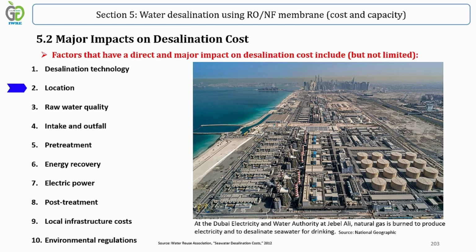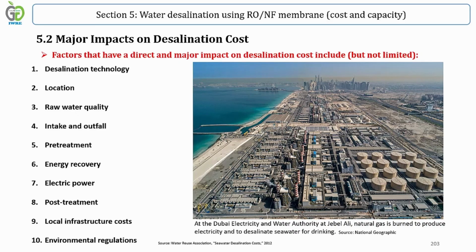From a construction point of view, careful considerations are recommended for items such as local soil conditions, and close proximity to a reliable power source to reduce the power transmission cost.